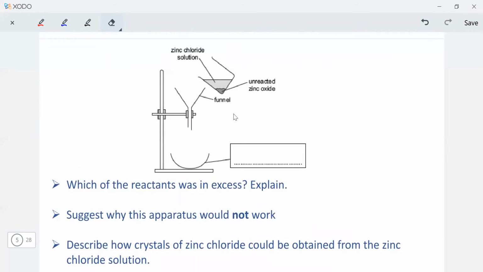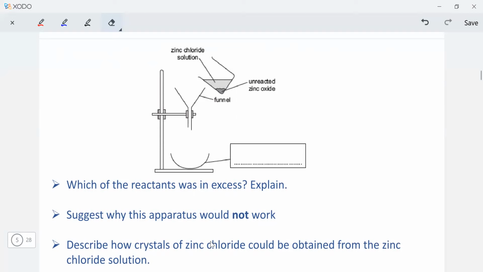Suggest why this apparatus wouldn't work. What is missing here in this apparatus? What is the mistake in this apparatus? As we can notice, what is missing here is the filter paper. So why would this apparatus not work? Because there is no filter paper.